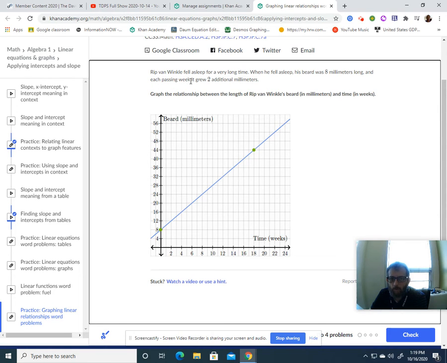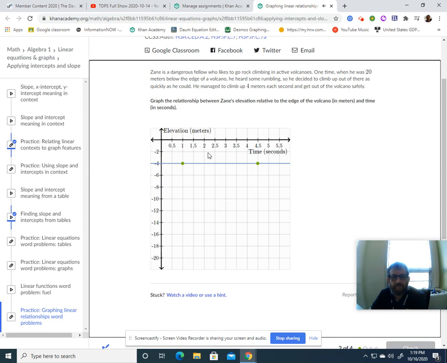and each passing week it grows 2 millimeters. So if you go 1 week, it's going to be at 10 millimeters. If it goes 2 weeks, it's going to be at 12 millimeters. So at 2 weeks, we're at 12 millimeters. That's how we turn that into a picture.